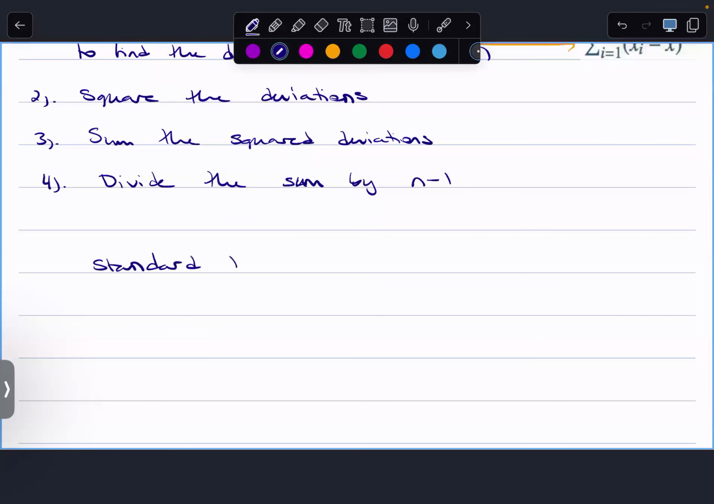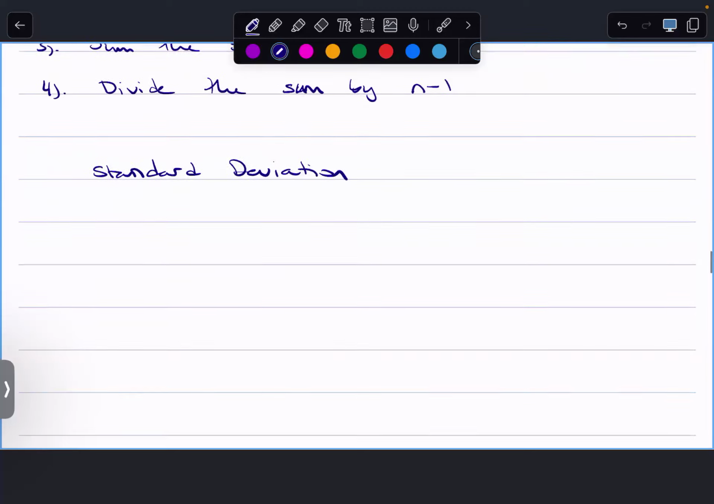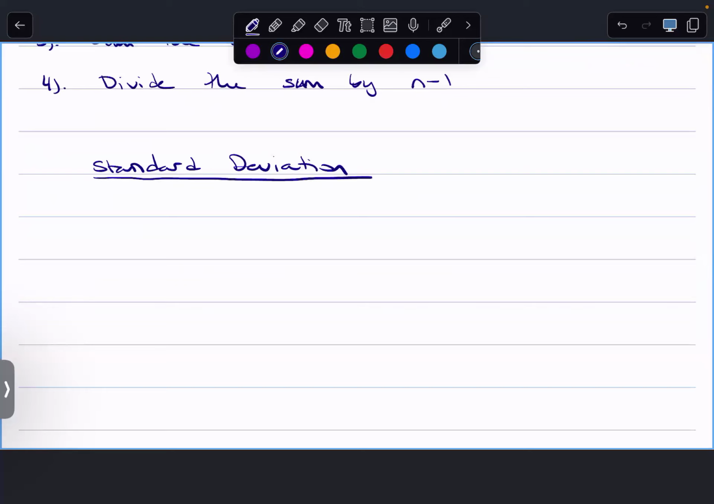Standard deviation, let's introduce that here. When I write about the standard deviation, the abbreviation that I use is SD, capital S, capital D. But then in notation, so in my math, it's going to be a lowercase s.